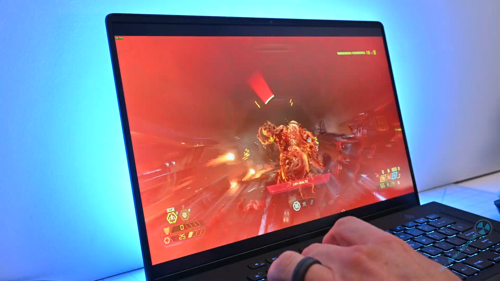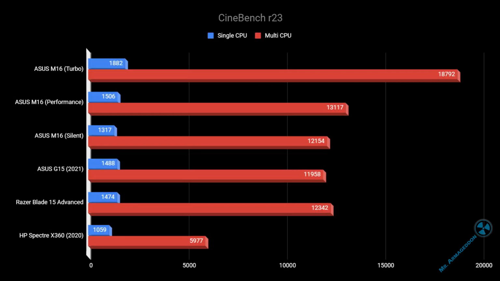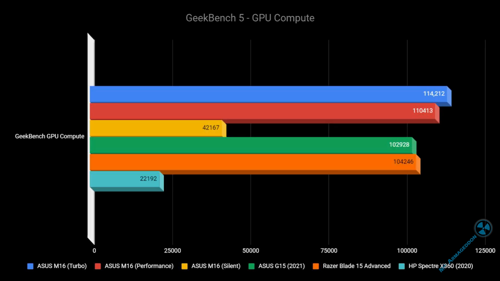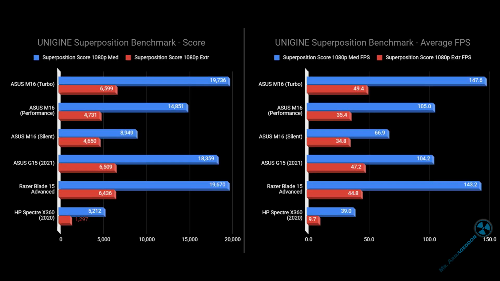All right, first up on the CPU side, we have Cinebench R23. As you can see here in the Turbo mode, we have excellent multi-core performance with this CPU. Up next, we have Geekbench 5. On the CPU test, we have both the single core and multi-core results, in addition to the GPU compute numbers. Here we have Unigine's Superposition benchmark. I ran two different variations here. The first one is 1080p medium setting, and the second is 1080p extreme.